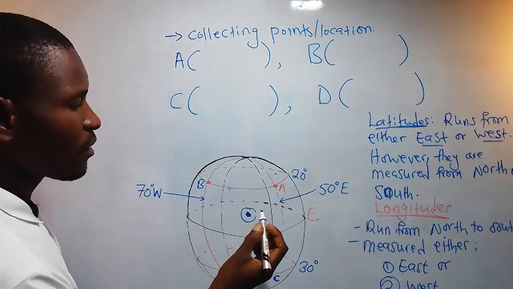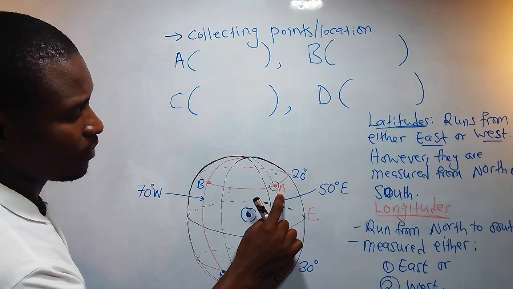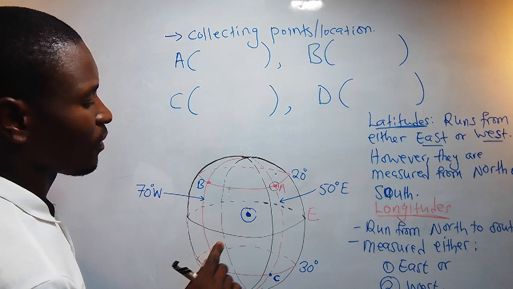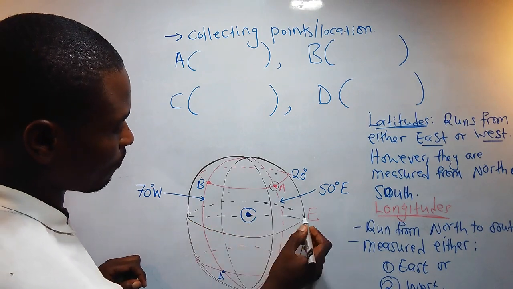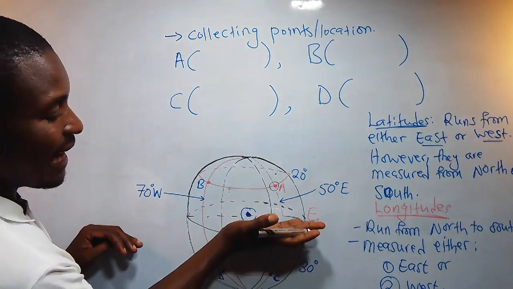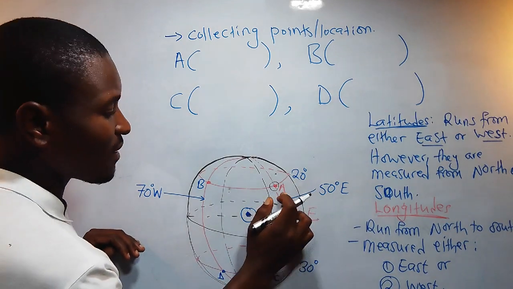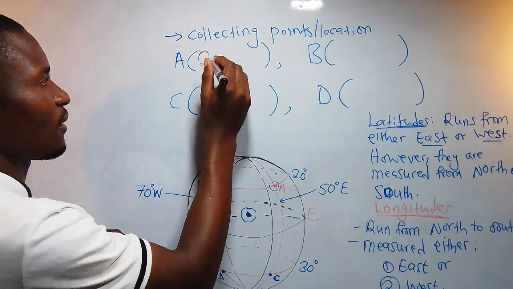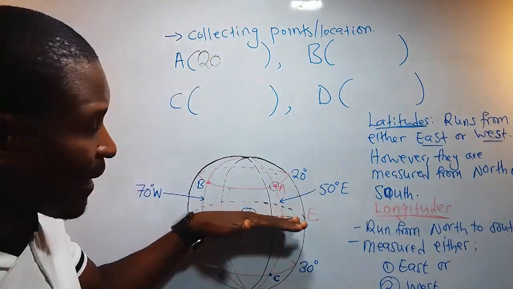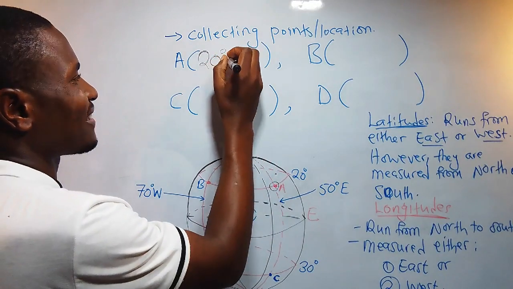Okay, so when you look at this point A, it is pointed that it is on the 20 degrees, and this is the equator. Anything above this equator is north, and anything below the equator is south. So A is 20, but is it south or north? Now A is above the equator, so it's going to be north. So don't forget the degree.